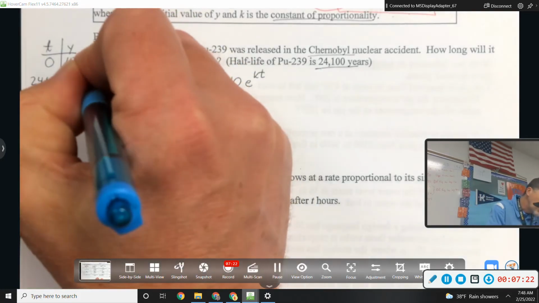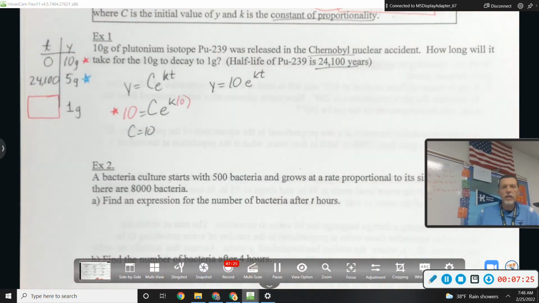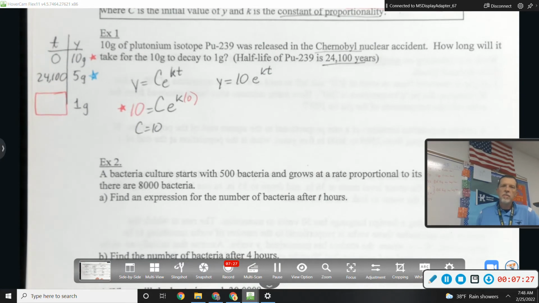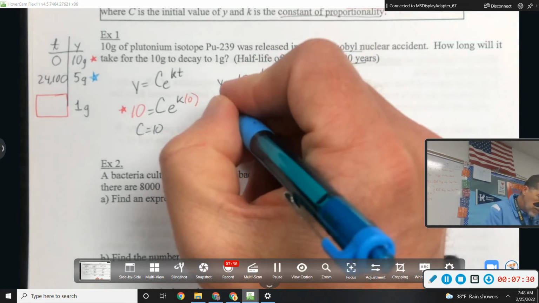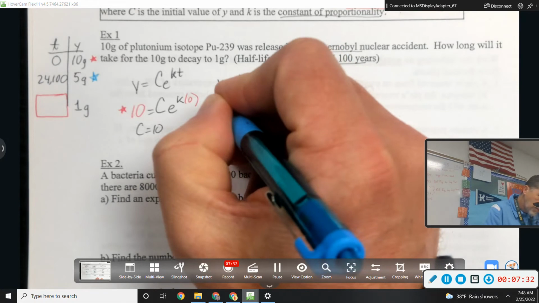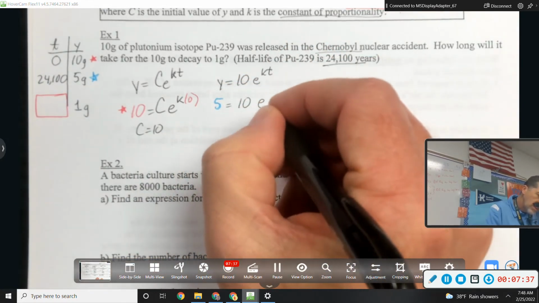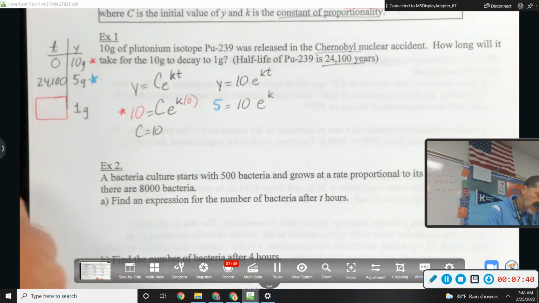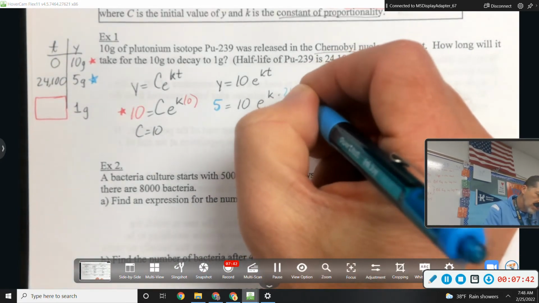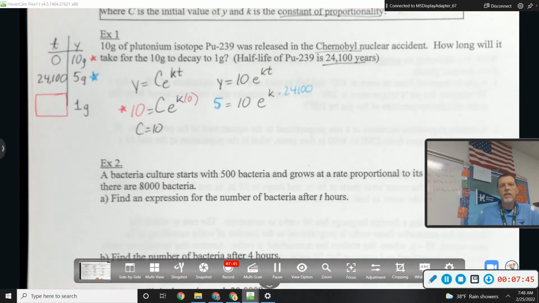Next, let's use the second piece of information, because we need to figure out what k is. So y would be 5 grams, equals 10 e to the k times 24,100. The rest of this problem is algebra. There is no more calculus in this problem. That doesn't mean it's easy.